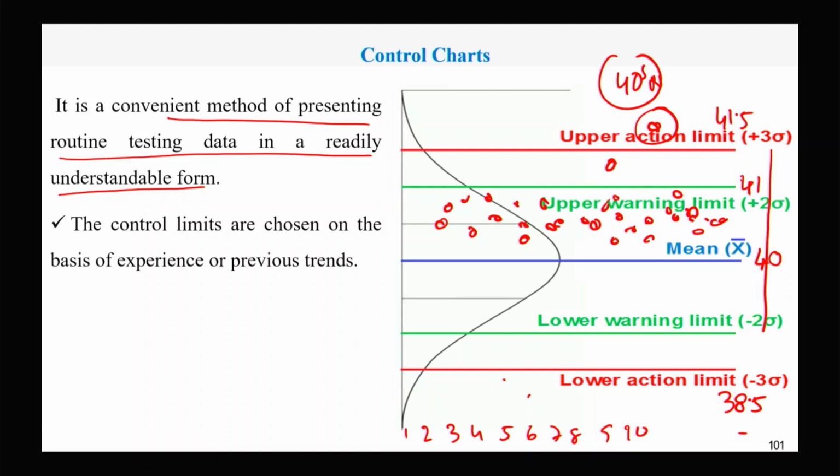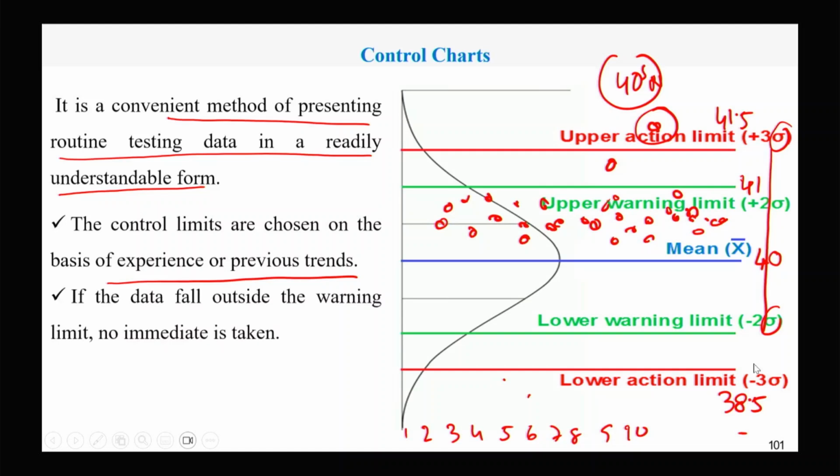So control limits are chosen on the basis of experience or previous trend. This control limit means this standard deviation. If the data fall outside the warning limit, no immediate action is taken. We should not stop the machine, but we should give a warning.